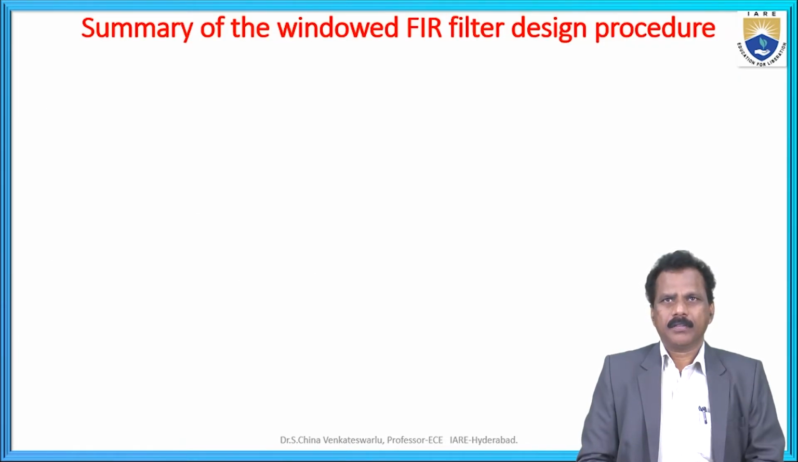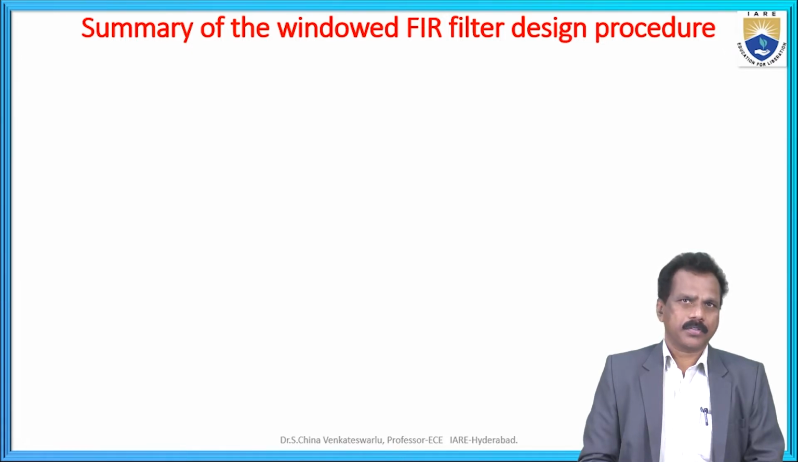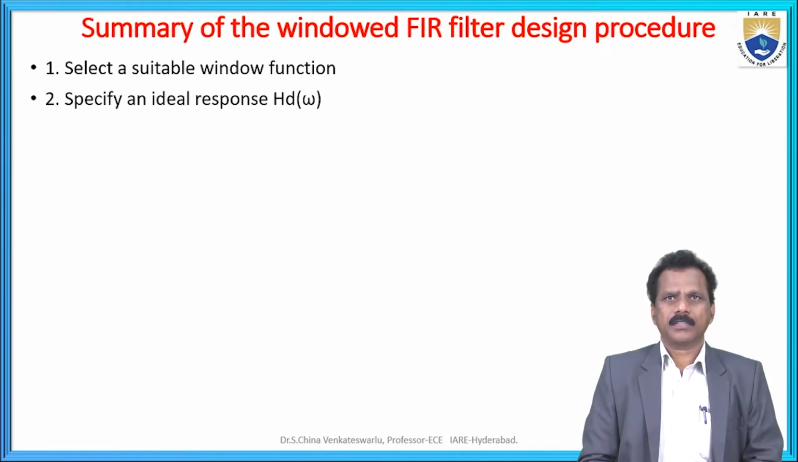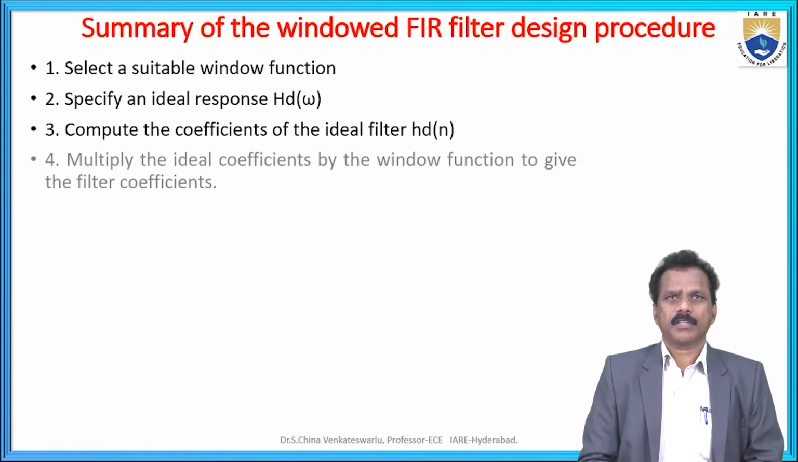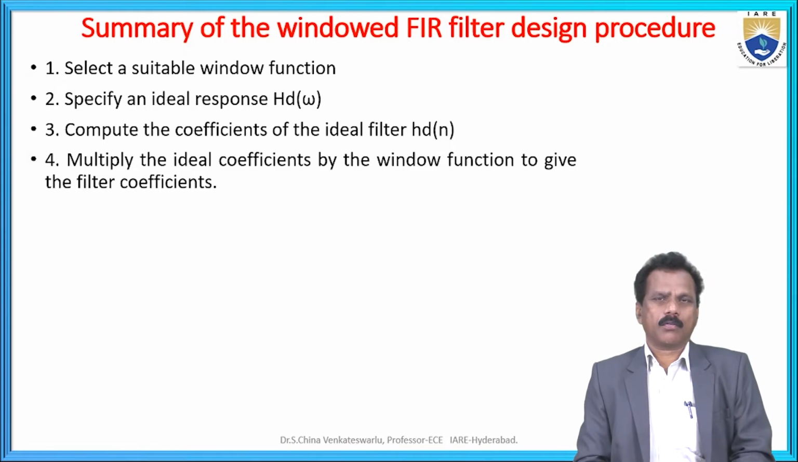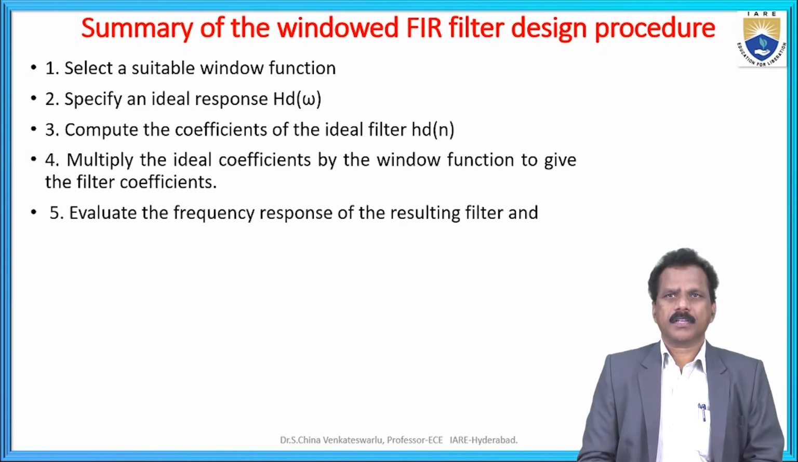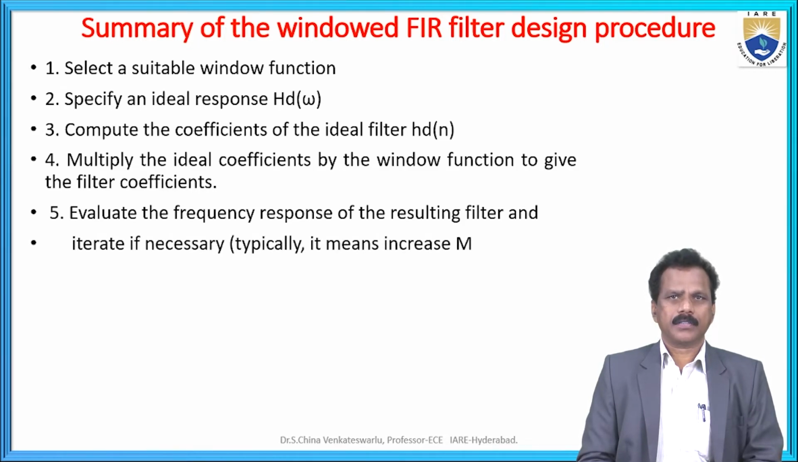Here is the summary of the windowed finite impulse response digital filter design procedure. First, select a suitable window function and specify an ideal response S_D of omega. Third, compute the coefficients of the ideal filter S_D of n. Fourth, multiply the ideal coefficients by the window function to give the filter coefficients. Fifth, evaluate the frequency response of the resulting filter and iterate if necessary or typical.